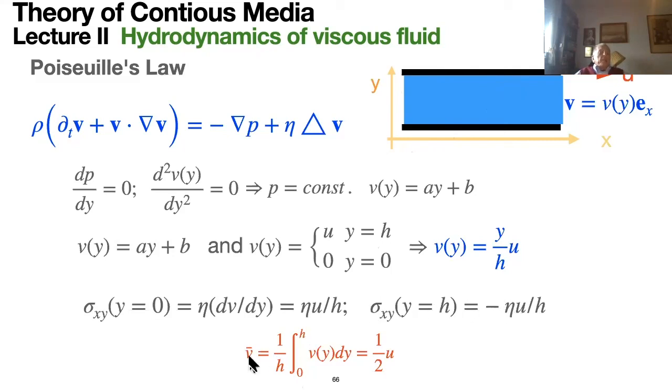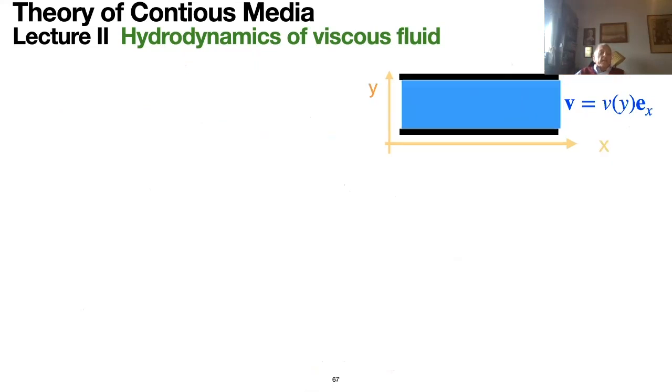The other thing is, what is the average velocity? The average velocity in that situation is simply one half of this velocity. So what we have is that the liquid moves with the velocity of the boundary on top. It is still at the bottom, and in the middle, it has a velocity which is one half of the upper boundary velocity. So that is a flow of a viscous fluid, which is incompressible, in that situation.